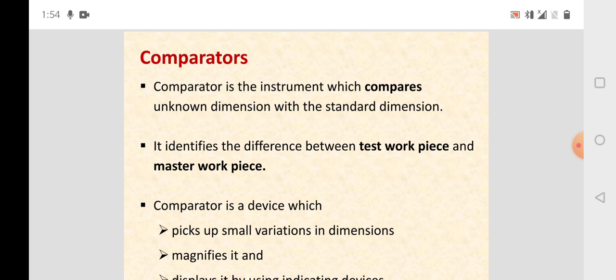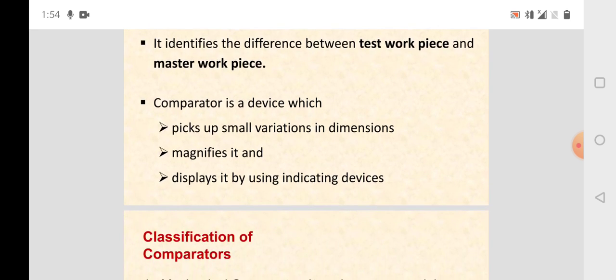We have the basic size, as per the specifications given in the design, and we check whether that workpiece is produced to that basic size, how much variation there is, and whether that variation is within the acceptable limits or not. This we can check with the help of comparators. A comparator is a device which picks up small variations in dimensions, magnifies them and displays them using indicating devices.